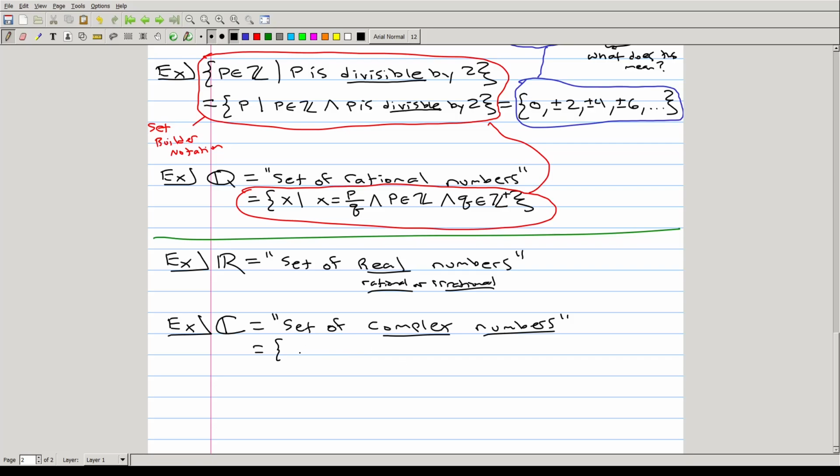We say that the set of complex numbers is all z such that z is equal to a plus bi, where a and b are both real numbers, and i is something that we call the imaginary unit, or the square root of negative 1.